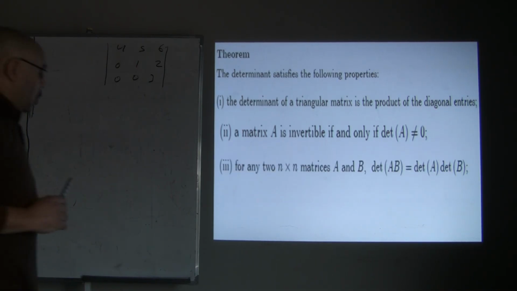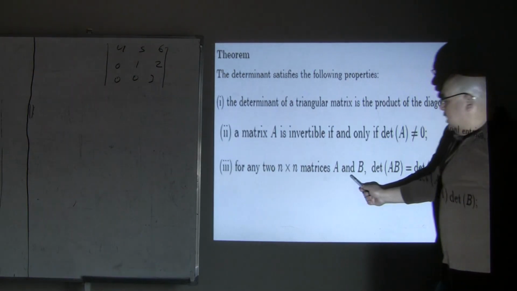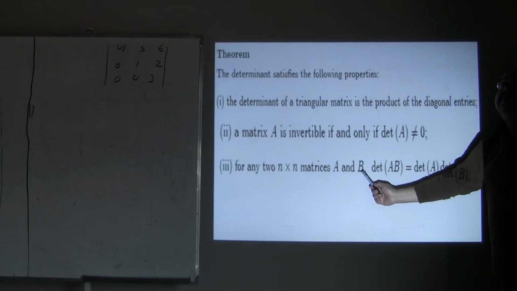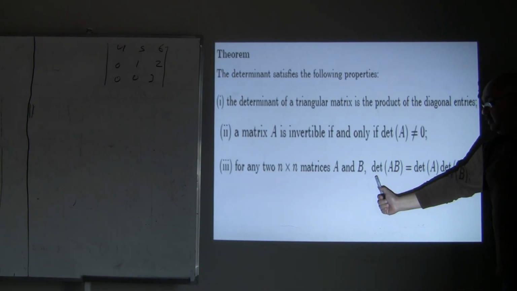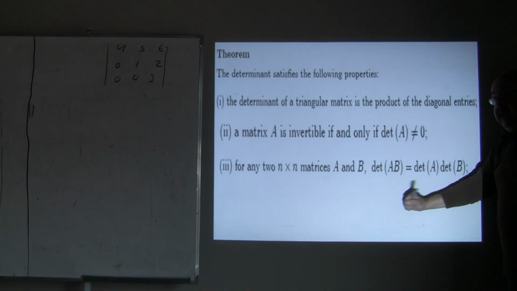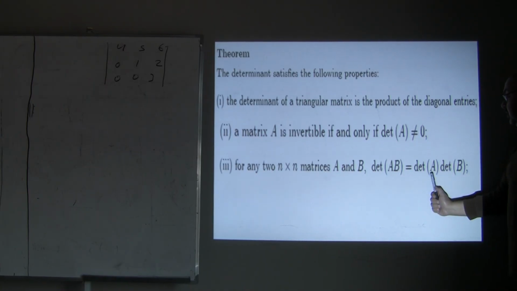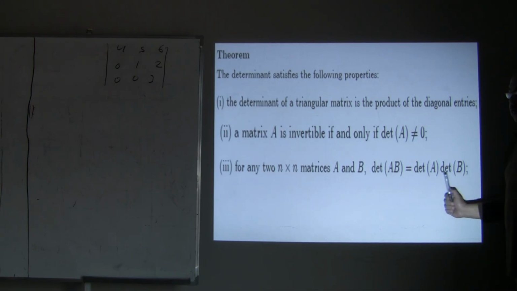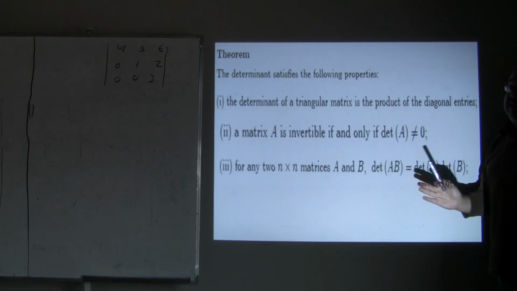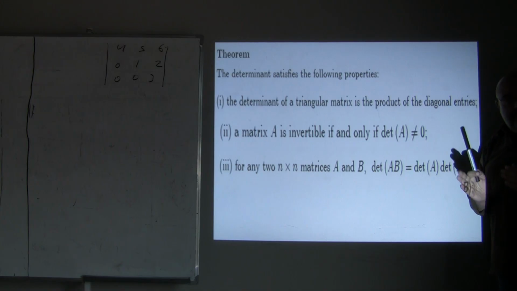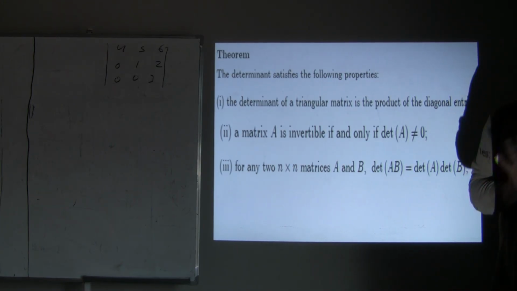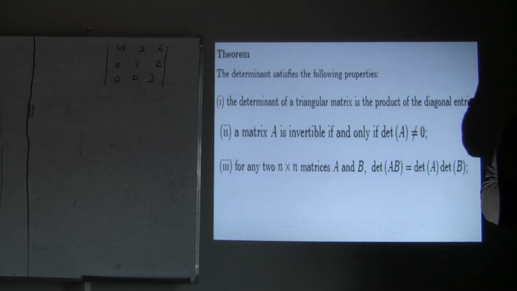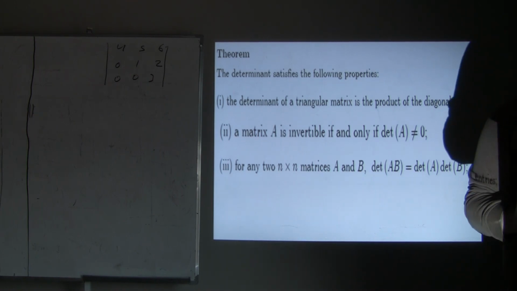Okay? Also, for any n by n matrices A and B, remark, remark, remark: the determinant of A times B is equal to the determinant of A times the determinant of B. So if I have two matrices multiplied together, the determinant of their product is exactly the determinant of the first matrix times the determinant of the second matrix.